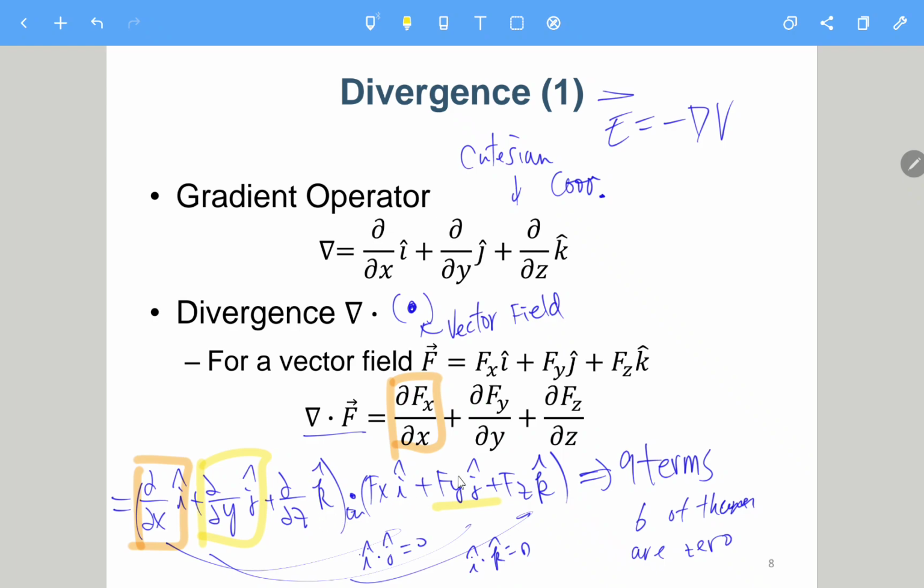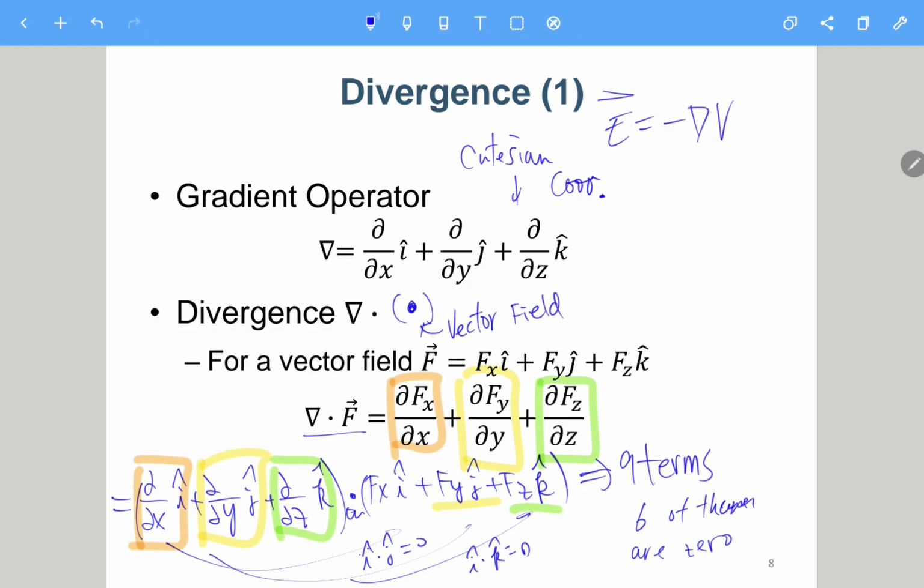So j hat dot j hat: the other ones, j hat dot i hat and j hat dot k hat, will be 0. Only j hat dot j hat will be 1. So we have partial Fy partial y, which is actually this one. And finally we have this one dotted with this one, so we have partial Fz partial z. So it is something like that.